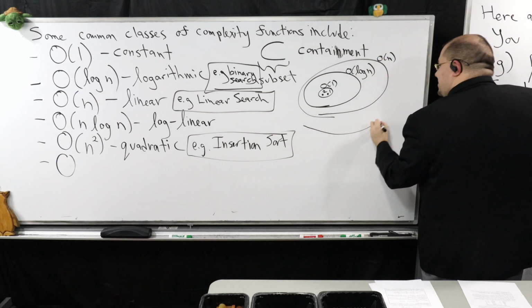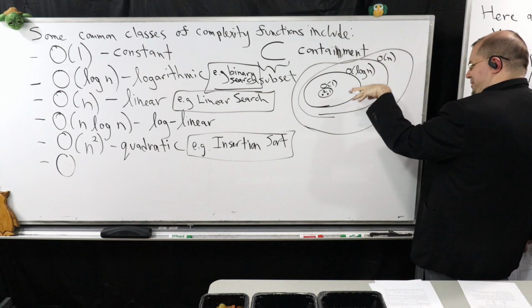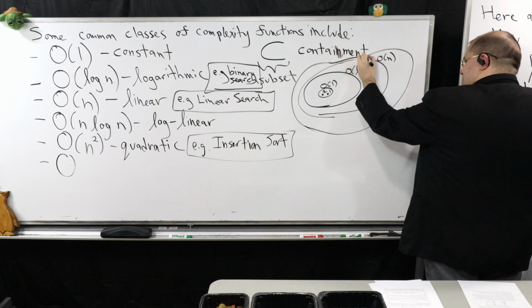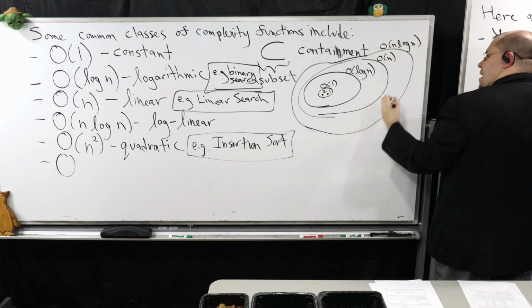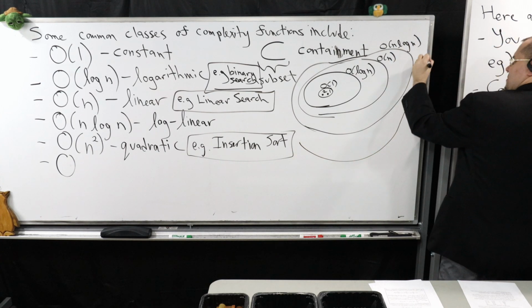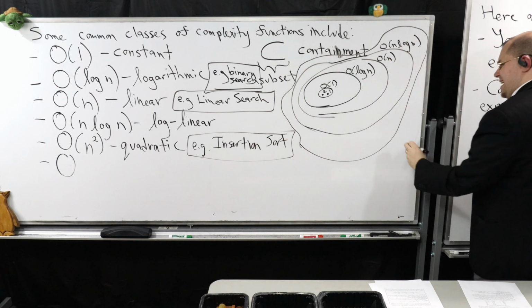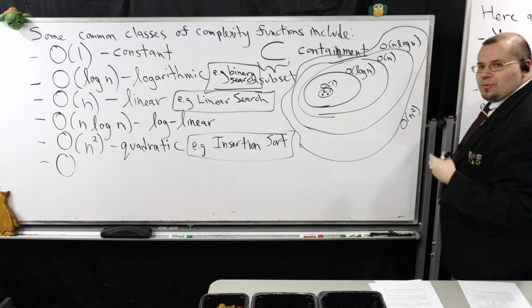Then all of these, okay, now I've just kind of given up on the circular-esque shape. Let's just fix that. This would be big O of n log n. And then beyond that, I'm sort of running out of space. I'm making sound effects as I'm doing this. All of those are contained in big O of n squared.